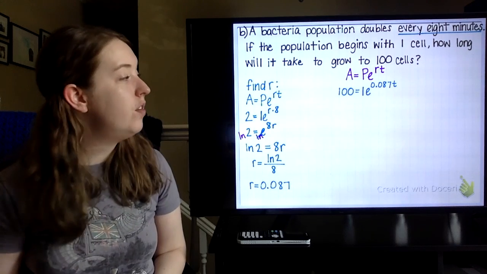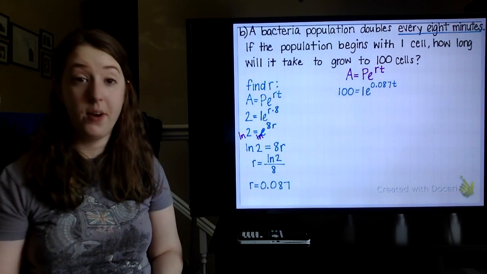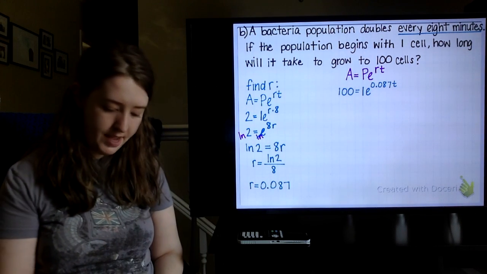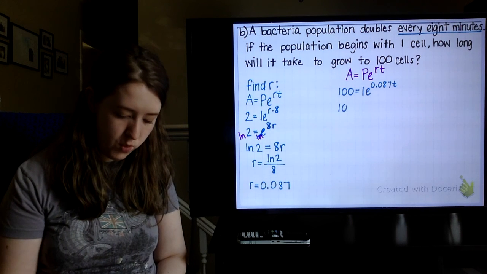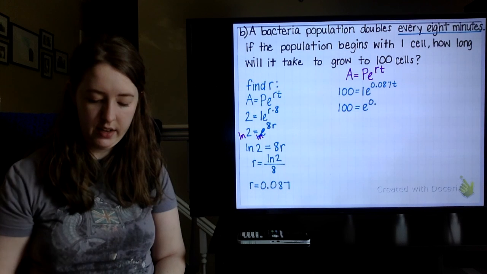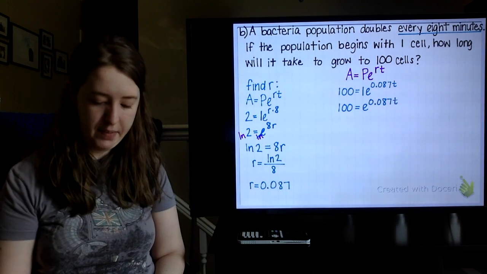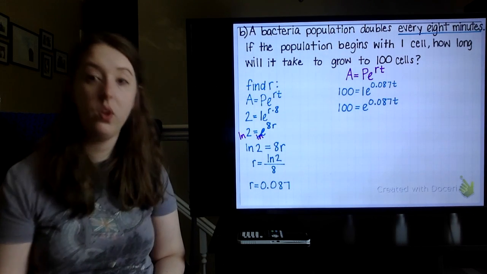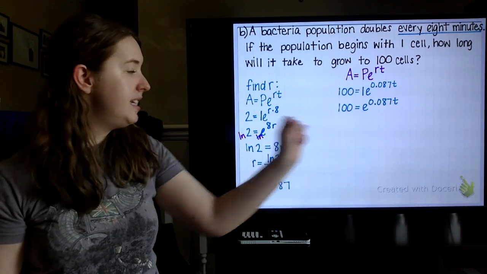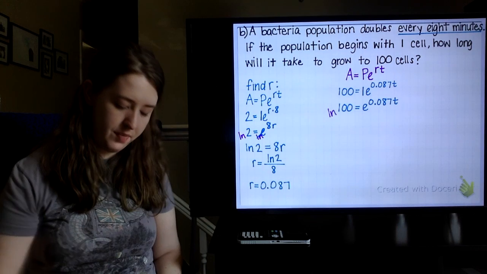Okay, so let's start solving for t. So at this first point, we can either divide by 1 on both sides or multiply e by 1 on that side. Either way, when we simplify this, we have 100 equals e to the 0.087t power. So the way that we undo an e is a natural log. So we're going to have to take the natural log of both sides.